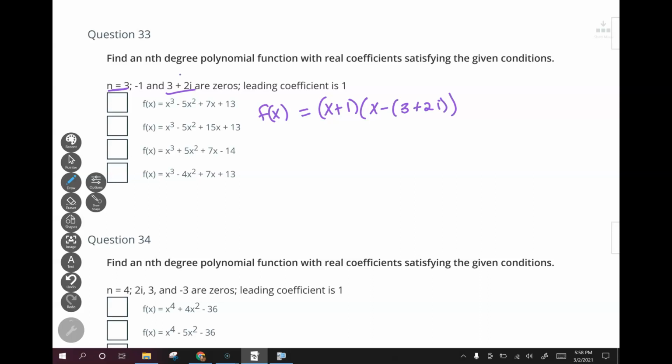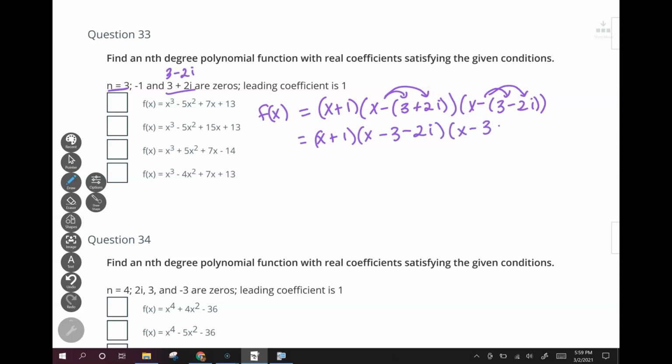And then my other 0 is the conjugate of that, so 3 minus 2i. So x minus parentheses 3 minus 2i. Put those in parentheses so that we remember to distribute that minus sign to both of them. Okay, so x minus 3 minus 2i and x minus 3 plus 2i. Okay, notice the only sign that changes is still that 1 in front of the imaginary part. All right, now we will begin FOILing.